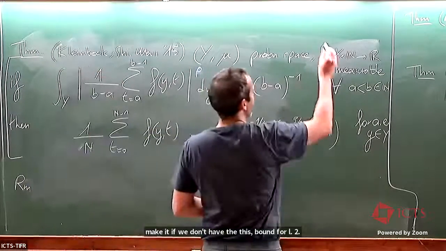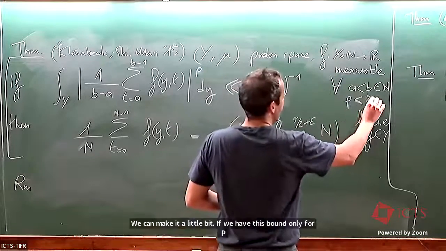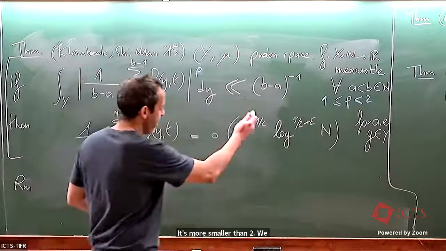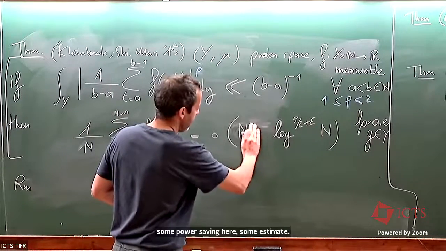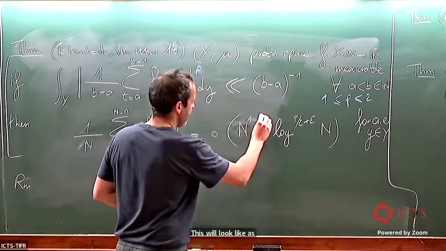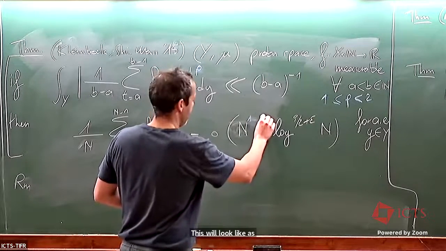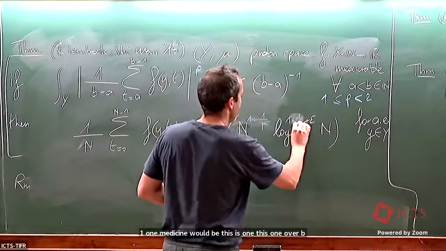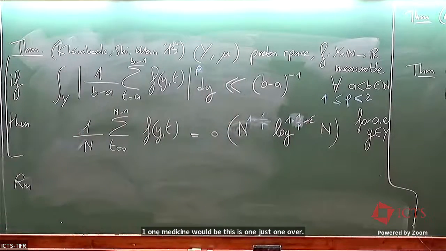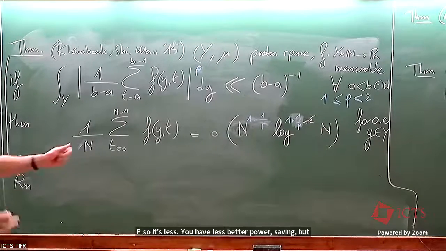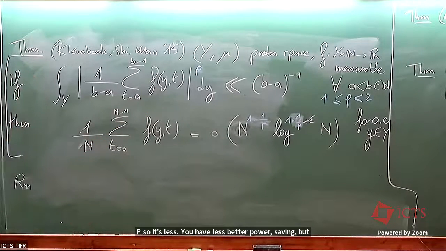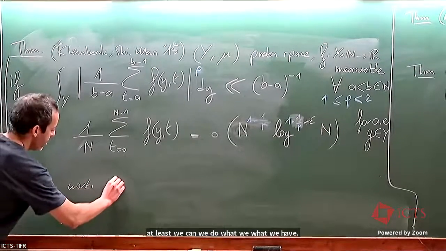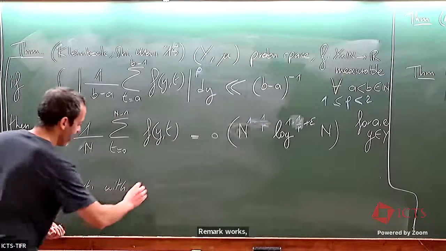If we have this bound only for P smaller than 2, we still can have some power saving here, some estimate. This will look like 1 minus 1 over P. Yes, this is 1 plus 1 over P, so it's less. We have a less good power saving, but at least we do with what we have. The remark works also with LP instead of L2.